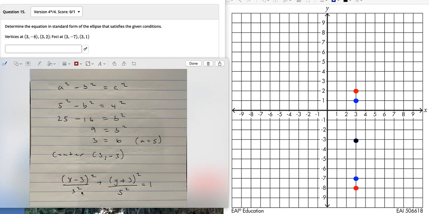And to write the equation of the ellipse, I need to know H, K, and then A and B. In this case, A is under Y and B is under X. To get the center, again, you could just find the midpoint, what's halfway between -8 and 2. Well, the full distance would be 10, so halfway would be 5. So if I come up 5 from -8, that would put me at -3, or if I came down 5 from 2, that would also put me at -3.